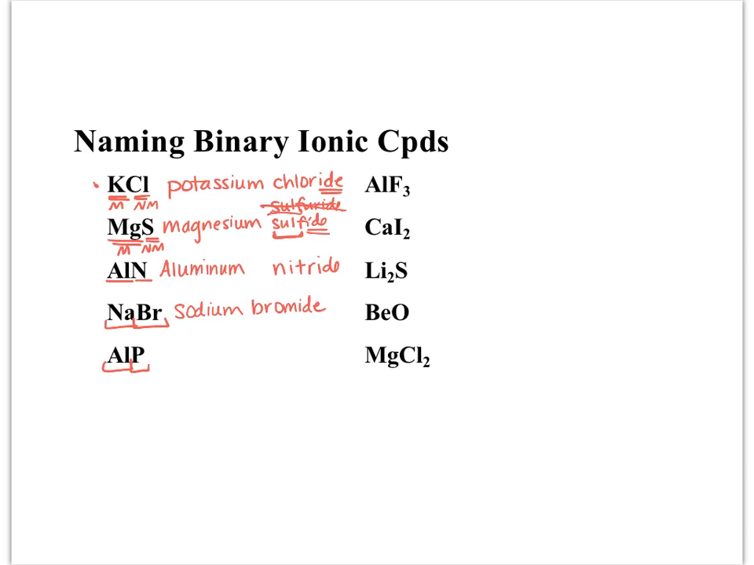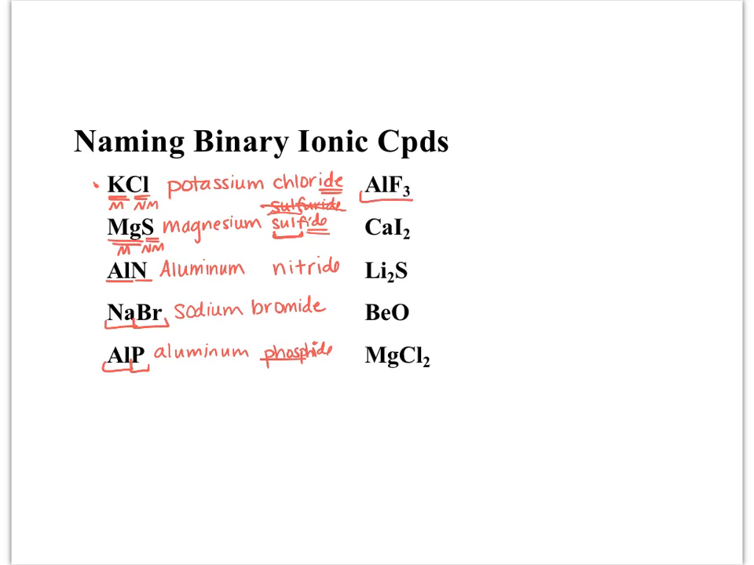And this last one in this column, we have aluminum, and we have phosphorus. So we know it has to end in "ide," and then take the first syllable of phosphorus, which is phos. So we have phosphide here. Okay, and you'll get used to this as we keep going through it.